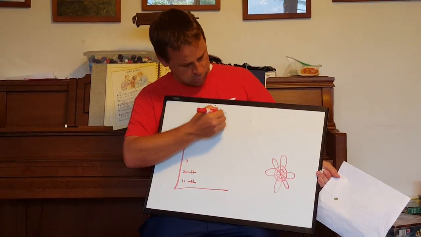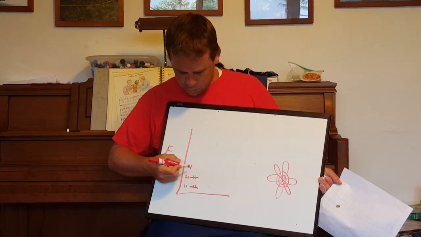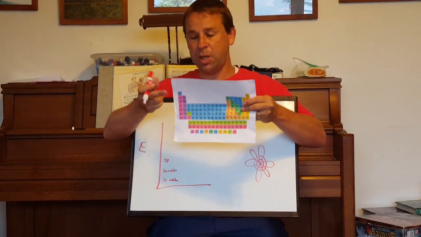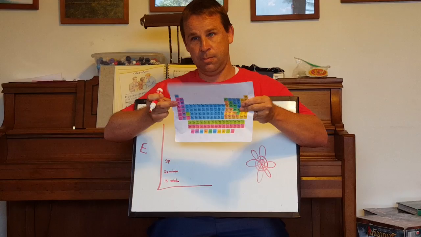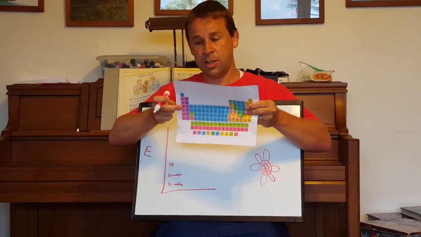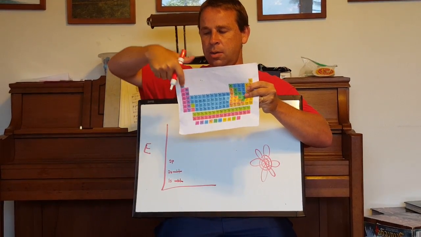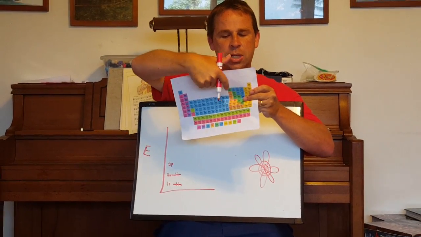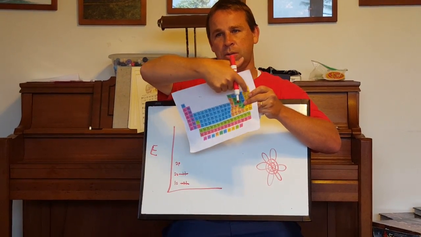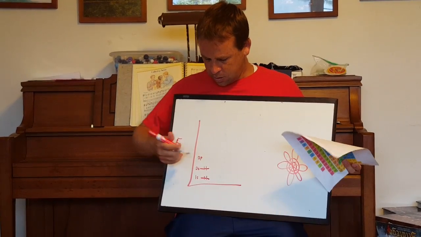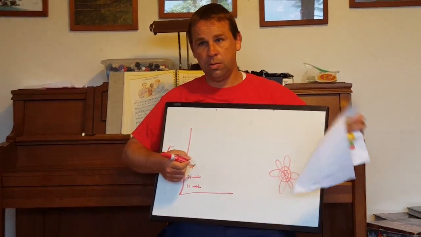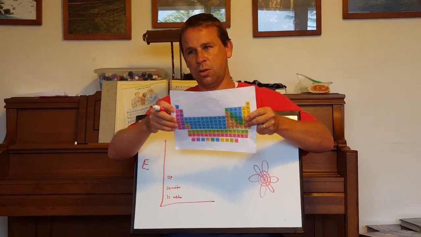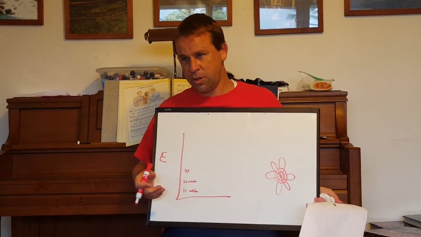Why is it still 2? I thought you were going 1, 2, 3, 4. No, we're giving it a number based on the row that it's in. It's still on the 2 row. So 1s, 2s, but then 2p, because we're still in the second row. Helium is the exception again, a weird scenario, helium and hydrogen.